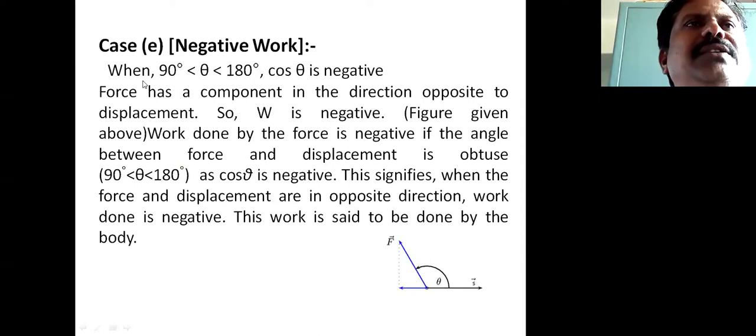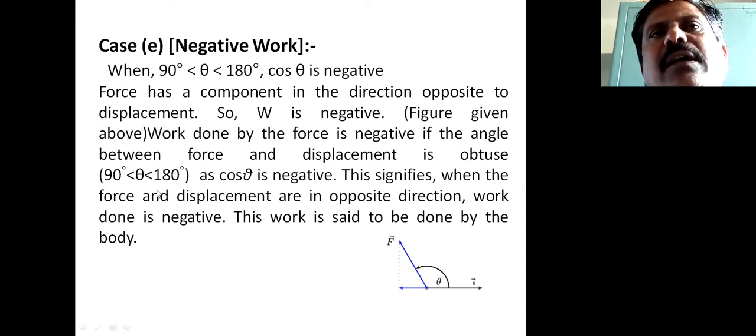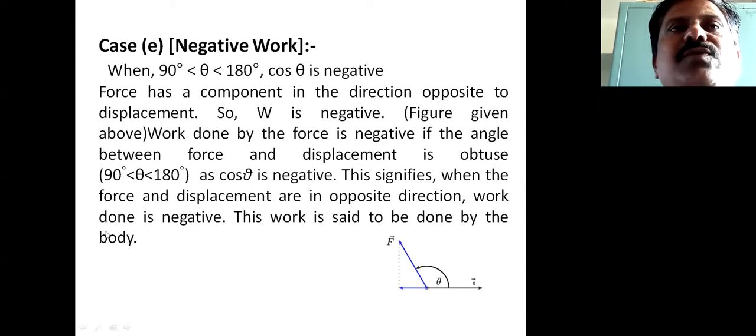So at what time is negative work done on that object? When theta lies between 90 and 180 degrees, the cos of theta values we are getting are negative. So the force has a component in the direction opposite to the displacement. So W becomes negative. This is also shown in the figures below.